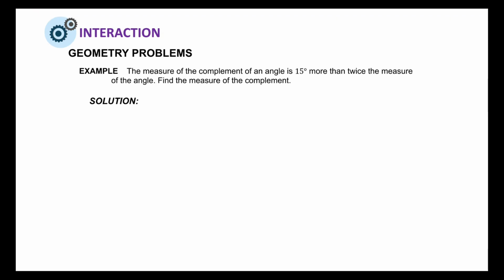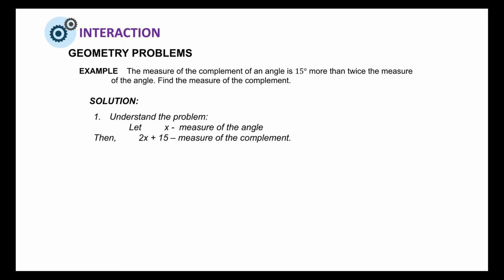Let's have another example on geometry problems. The measure of the complement of an angle is 15 degrees more than twice the measure of the angle. Find the measure of the complement. So we let x be the measure of the unknown angle. Then its complement should be 2x plus 15, because it says here that the complement of the unknown angle is 15 degrees more than twice the measure of the angle.